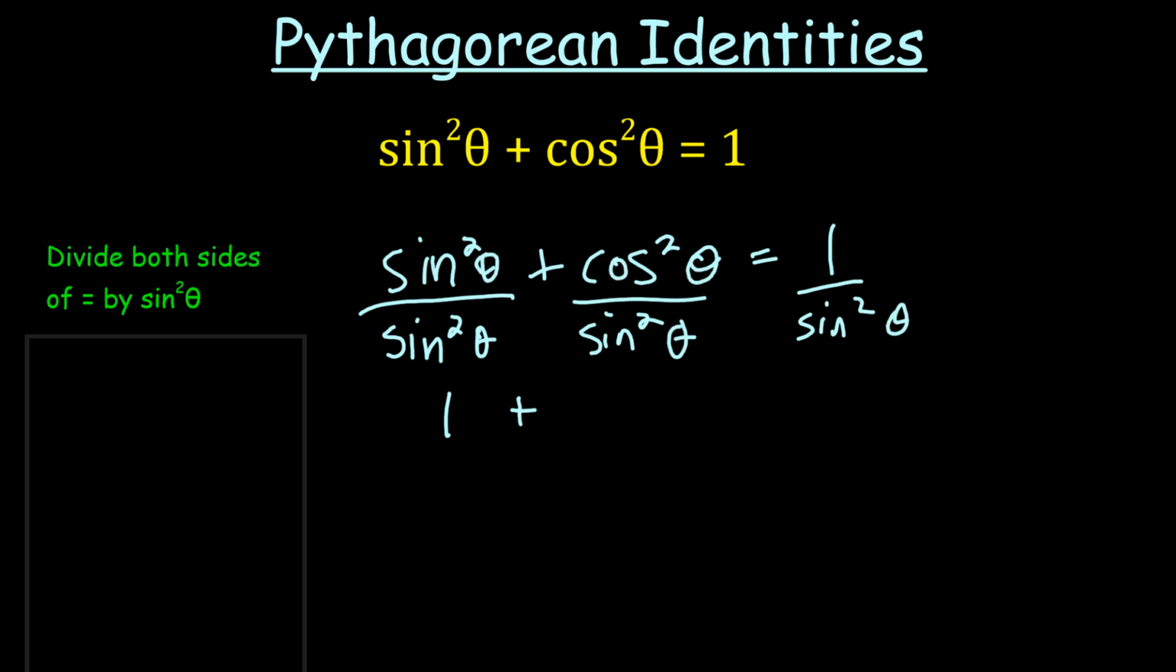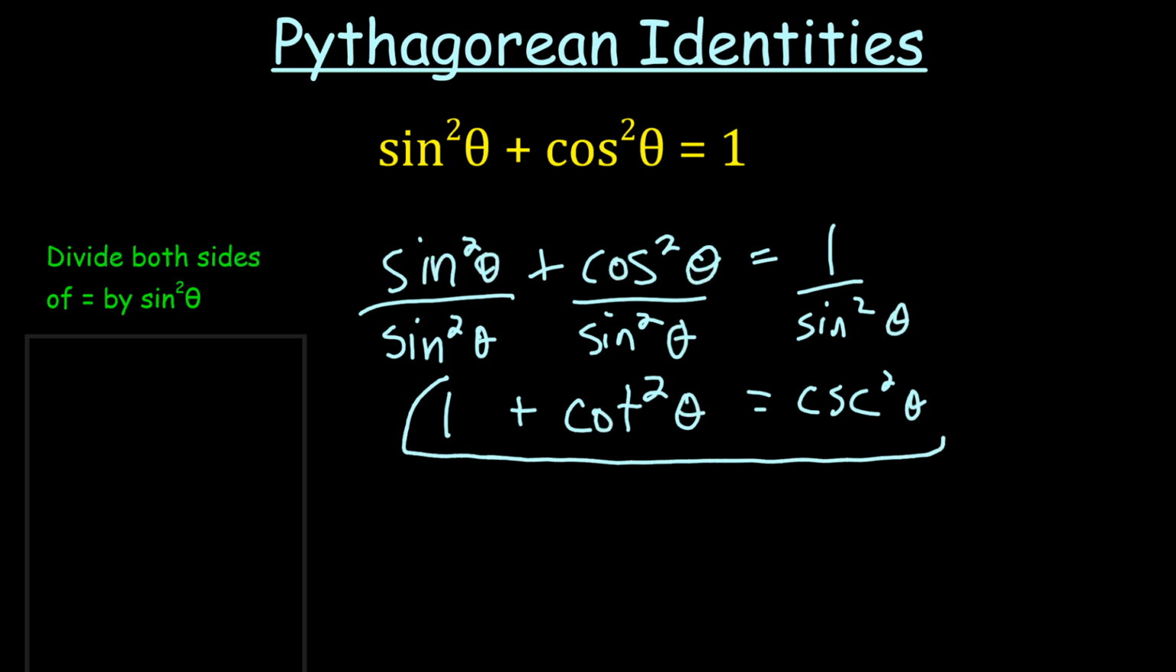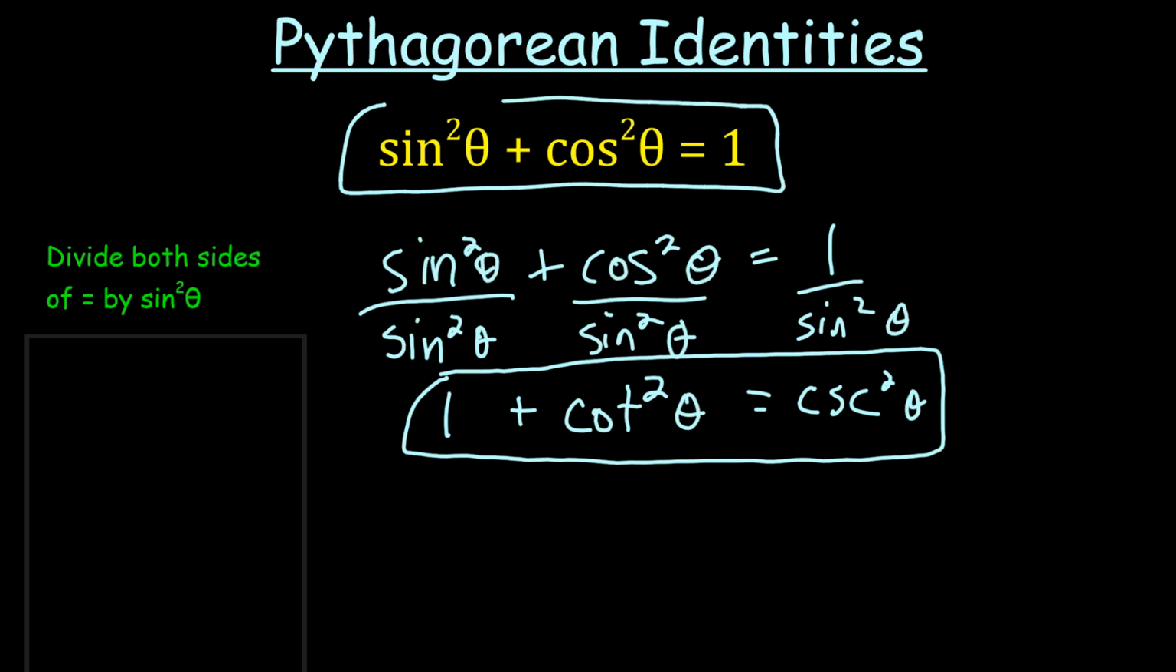Cosine squared theta divided by sine squared, well, cosine over sine, we looked at in the first slide, is cotangent. So this is going to be cotangent squared theta. And in the first slide, we said 1 over sine is cosecant. So this is going to be cosecant squared theta. So here is our second Pythagorean identity. So we have 2 of the 3 Pythagorean identities. One is up here in yellow, and the other one is down here in blue. So there's our first Pythagorean identity. Here's our second.